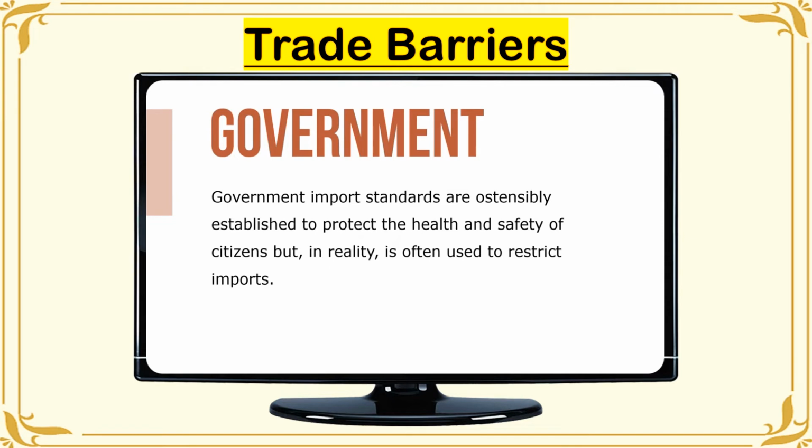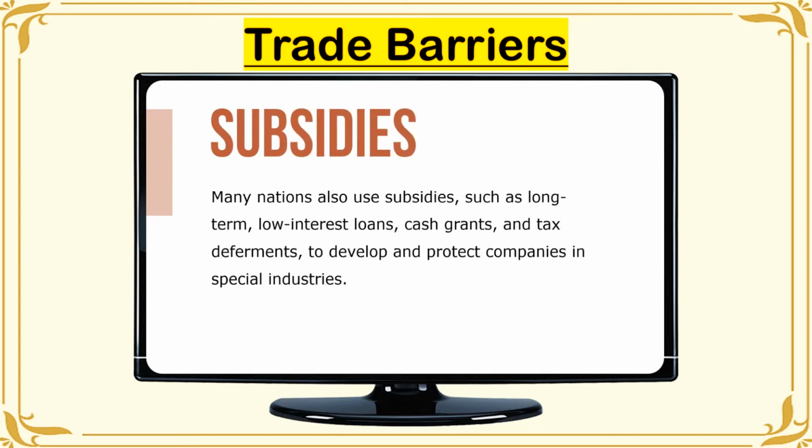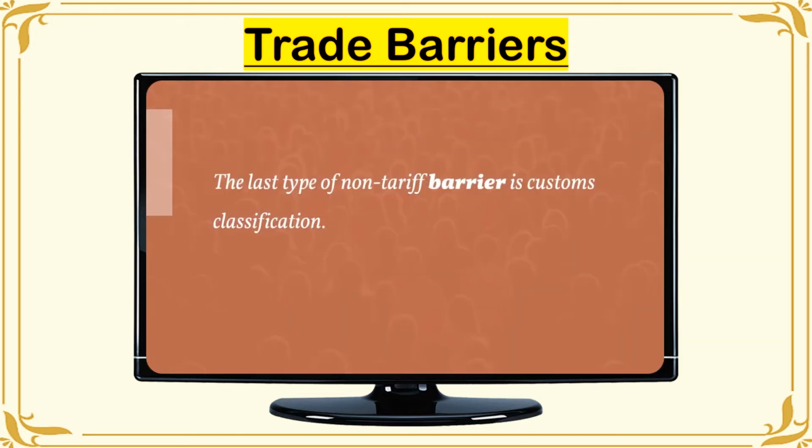Government import standards are ostensibly established to protect the health and safety of citizens, but in reality are often used to restrict imports. Many nations also use subsidies, such as long-term, low-interest loans, cash grants, and tax deferments to develop and protect companies in special industries. The last type of non-tariff barrier is customs classification. As products are imported into a country, they're examined by customs agents who must decide in which of nearly 9,000 categories they should be classified.